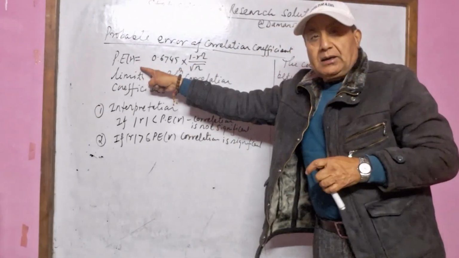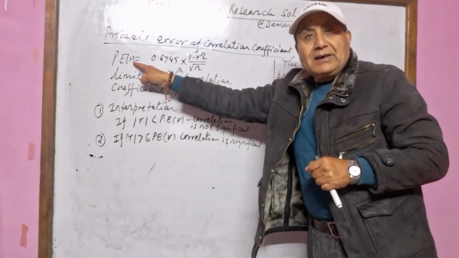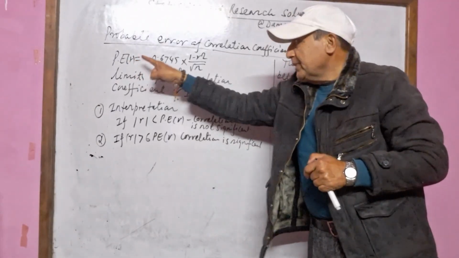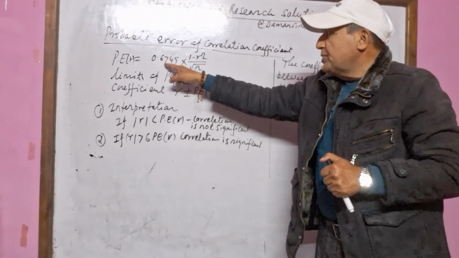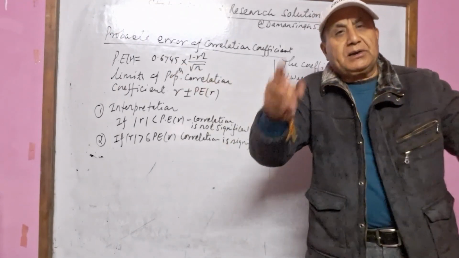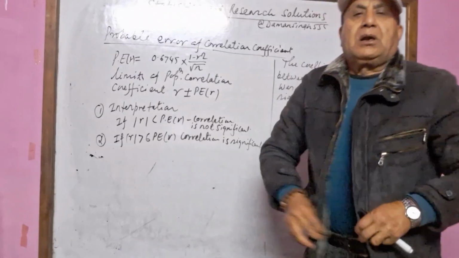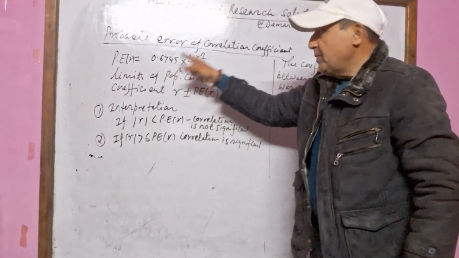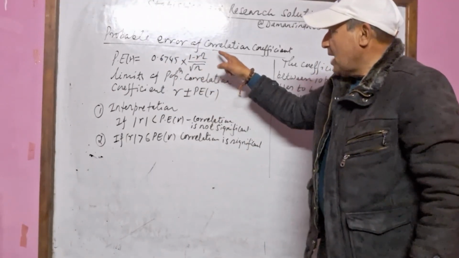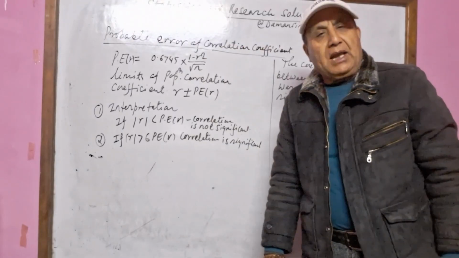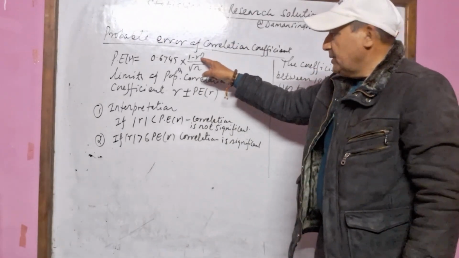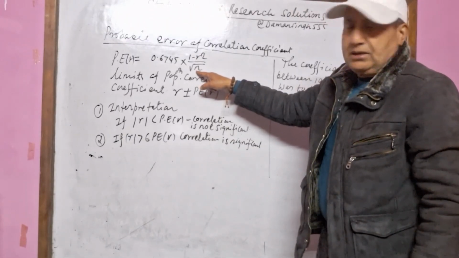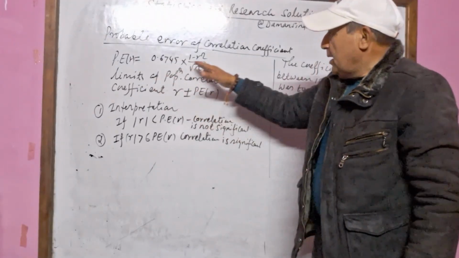So probable error, and in the bracket R is written. Probable error of R is equal to 0.6745. This is the numerical standard value you should keep in your mind. You remember this one, and 1 minus R square upon under root n. R is the coefficient of correlation, n is the number of pairs of observation.